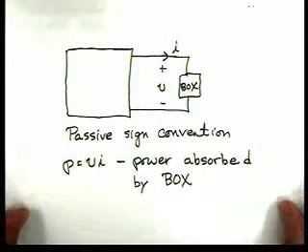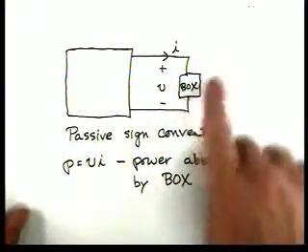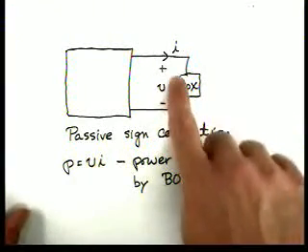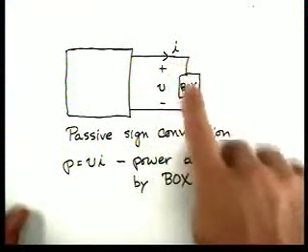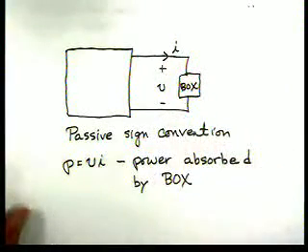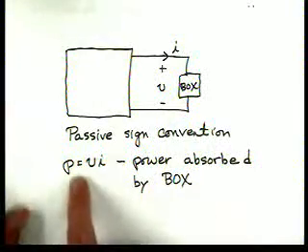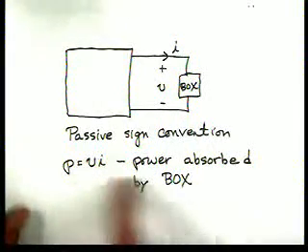And if we look at the passive sign convention, we can see that we have a box. If we have the voltage, we have the current entering the plus, so the voltage coming out the negative. That's the passive sign convention. So the power is equal to V times I is going to be the power absorbed by that box.